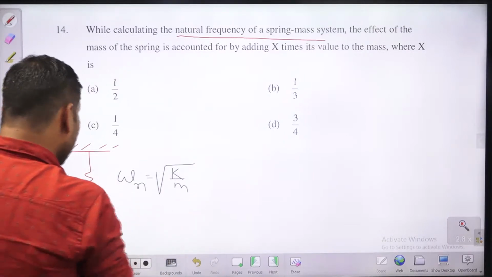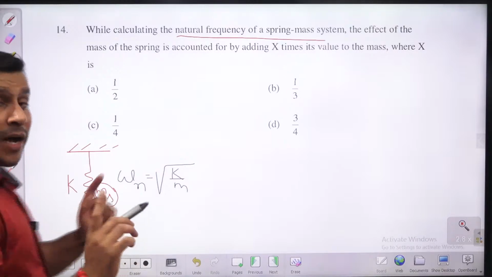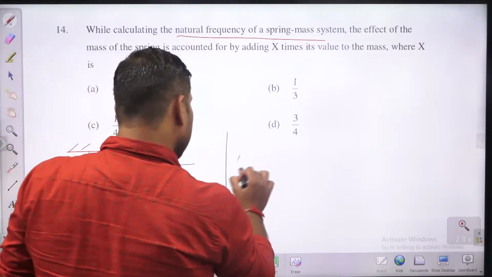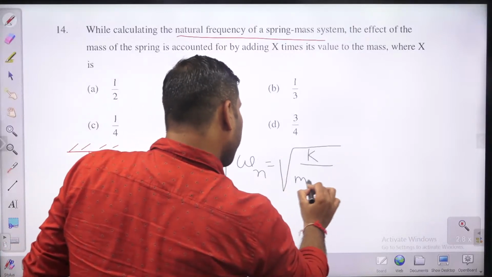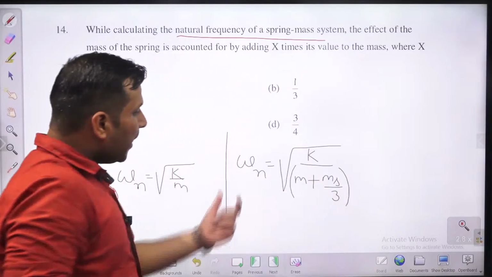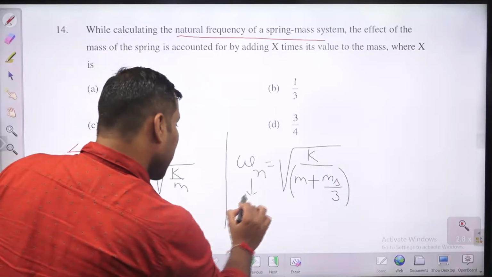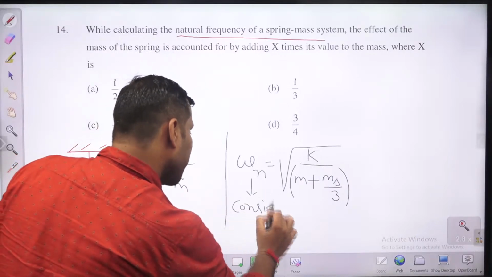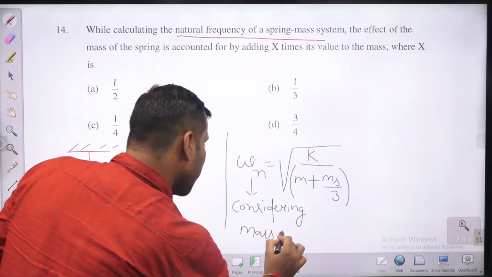But considering the mass of the spring, suppose this spring has mass ms, where ms is the mass of the spring. In that case, Wn will be under root k by (m plus ms by 3). Just remember this formula, guys: Wn equals under root k by (m plus ms by 3). This is the natural frequency considering the mass of the spring.